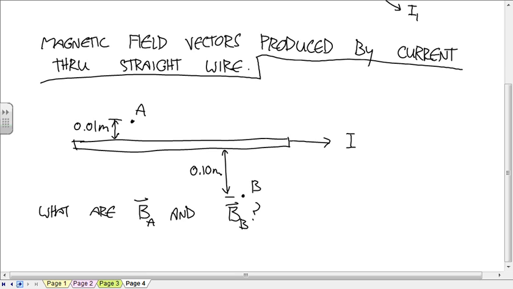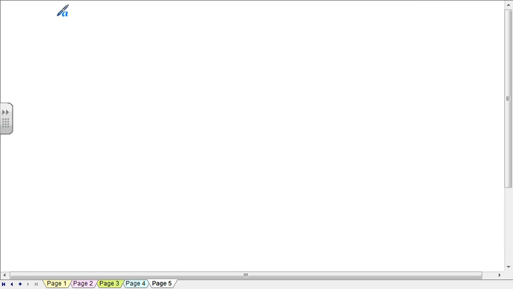So in order to calculate a magnetic field vector, we have to know two things: the magnitude and the direction. So we need the magnitude and direction. We'll start with the magnitude. That's the easy one.